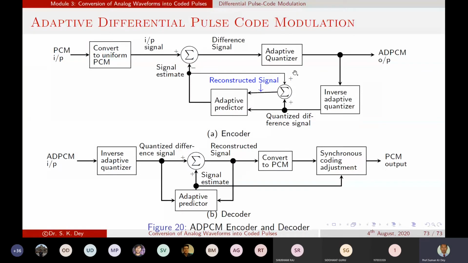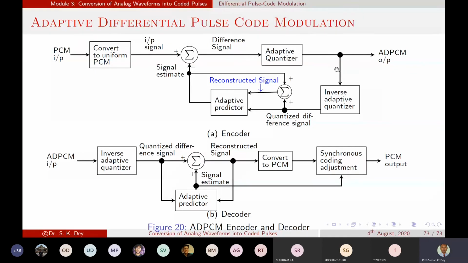Then it passes through the adaptive quantizer, and we get the ADPCM output. From the output of this adaptive quantizer, we take a feedback to predict the next value. That is the predicted value, and this is the actual value. We take the difference, the difference is quantized, and it is transmitted through the channel.